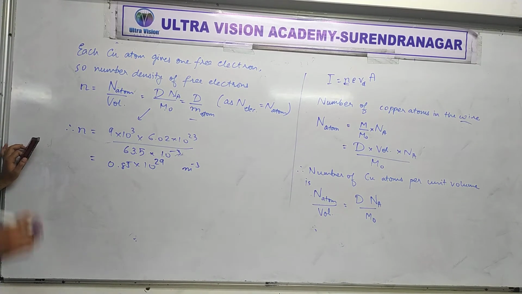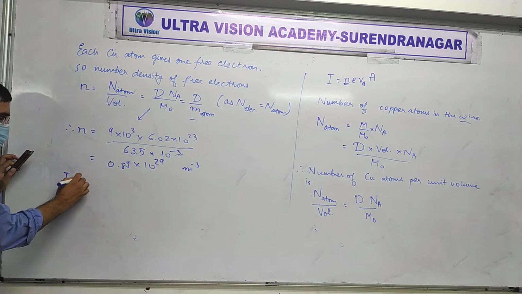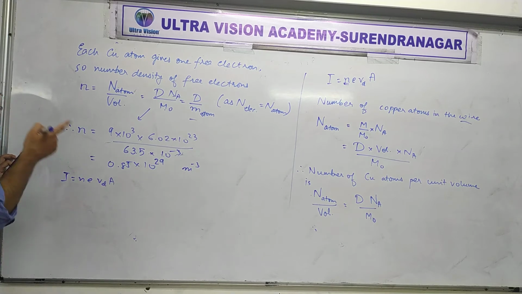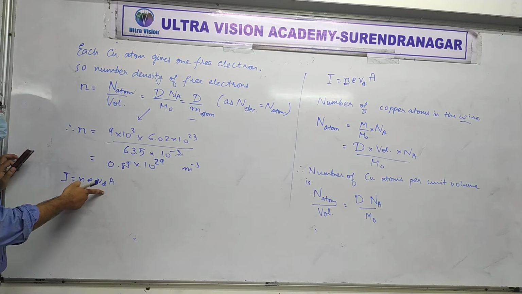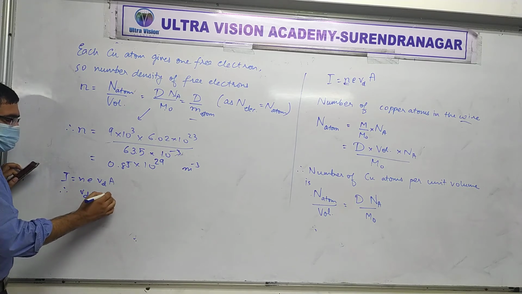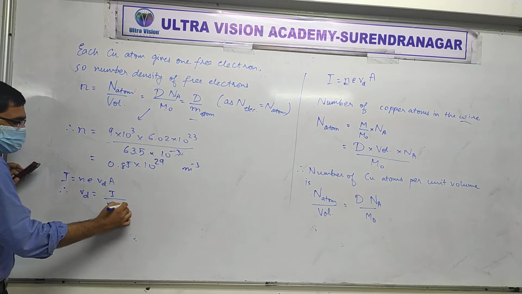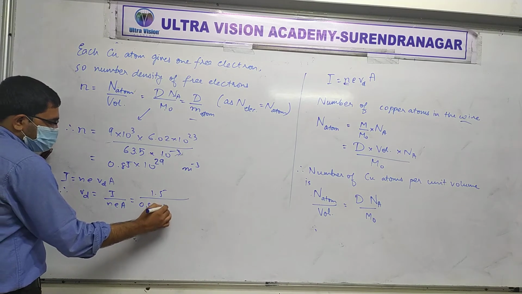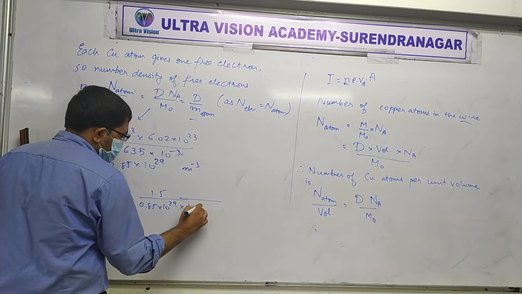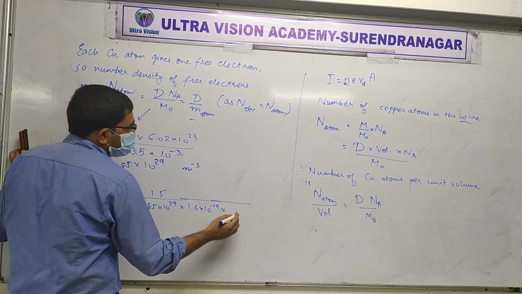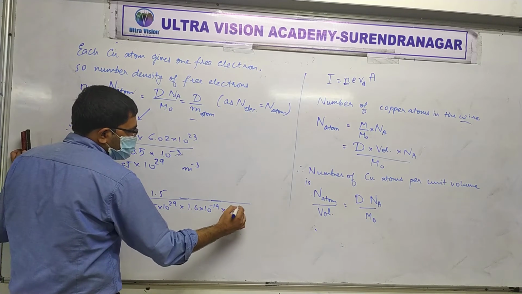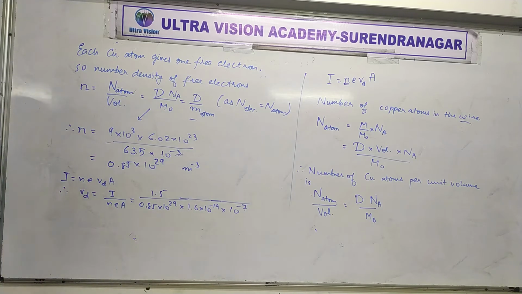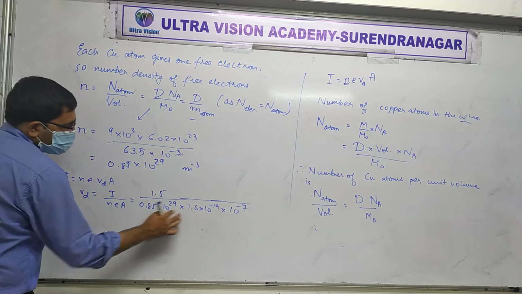And it's done. Now what did we have to do? I is equal to nevdA. So vd equals I upon neA. I is 1.5. The value of n we got is 0.85 into 10 raised to 29. e, the charge of the electron, is 1.6 into 10 raised to minus 19. And what is the cross sectional area? 10 raised to minus 7.